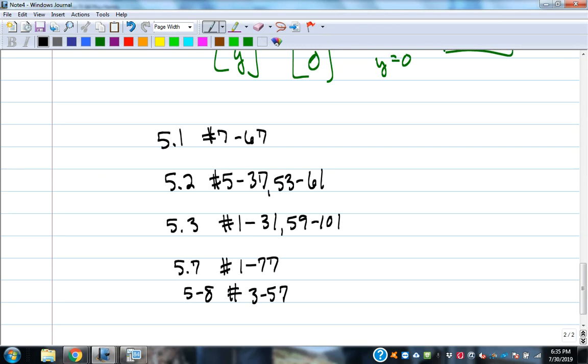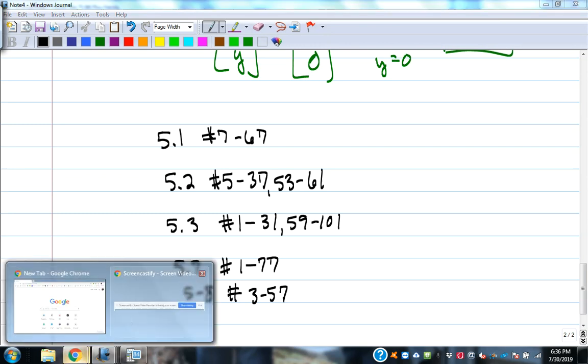So let's take about a 10-minute break here, and then we'll come back and finish up the last two sections. We'll kind of go backwards in the chapter there and talk about nonlinear systems and then linear programming for just a moment, and we'll be finishing up for the night.